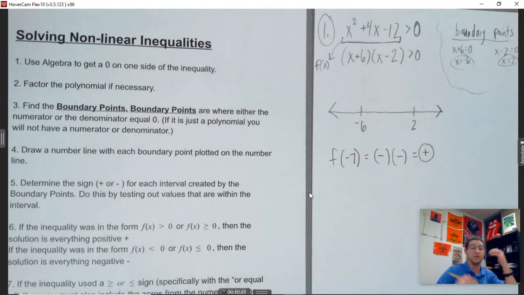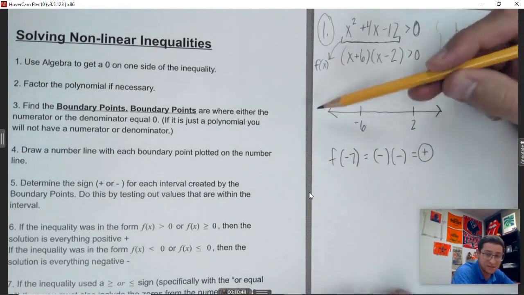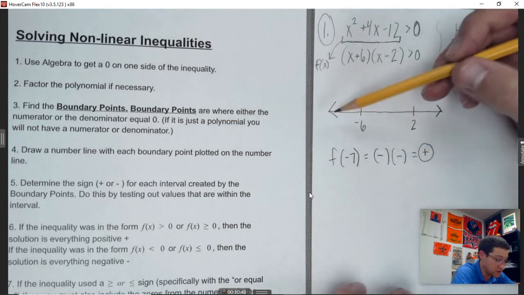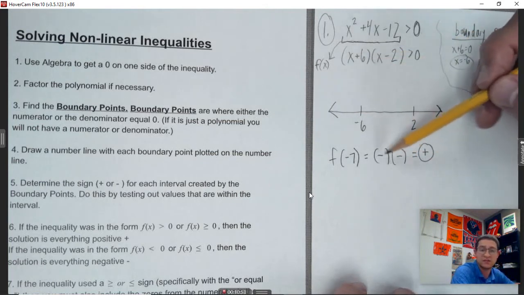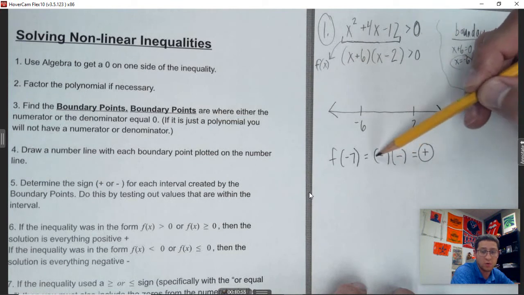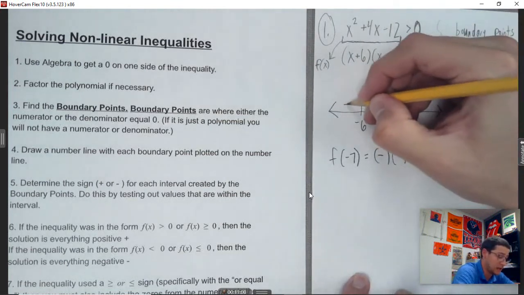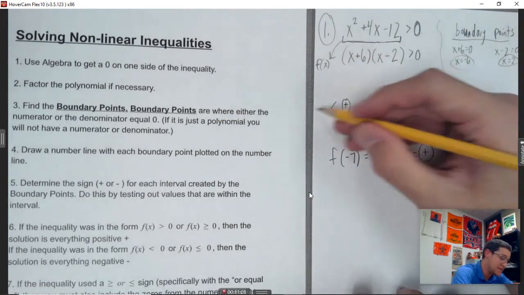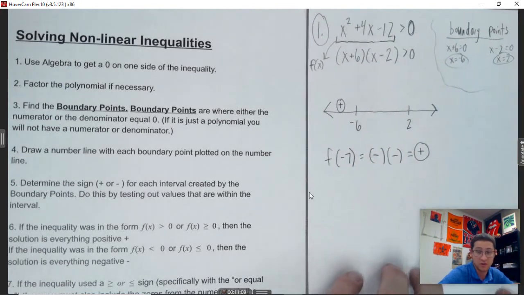All right, and you could test me out on this. If you did that same thing with any number that is less than negative 6, like negative 20, you're going to get a negative times a negative. If you do that with negative 2,500, you're going to get a negative times a negative. So all we need is that it's a positive, and I like to label it right here. Once I found that this is positive, I'm going to put my positive right there in that interval. Cool. Now we got to do the same thing for the other two sections.